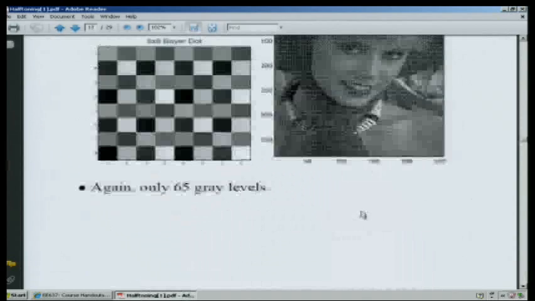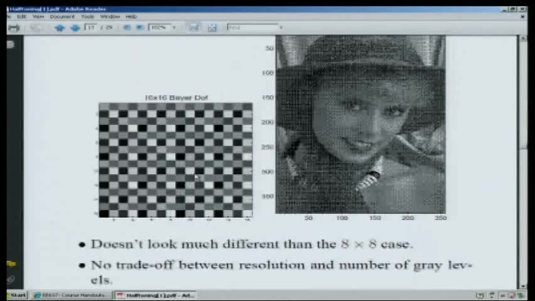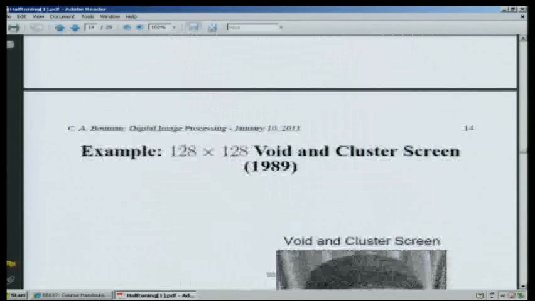This is the Bayer pattern. Here's a smaller 8 by 8 Bayer pattern. You can see it's almost like a checkerboard kind of pattern.